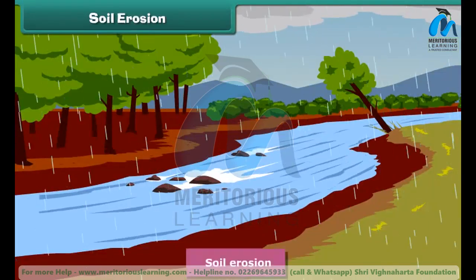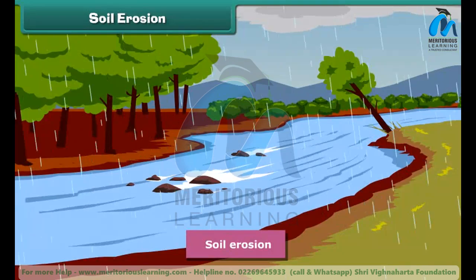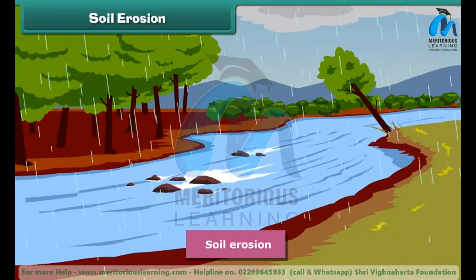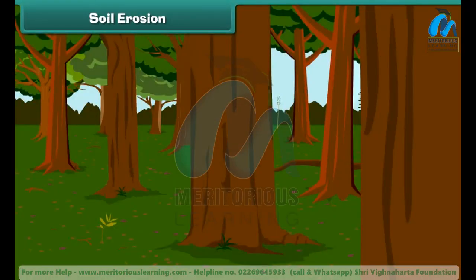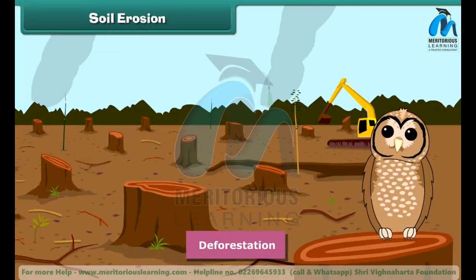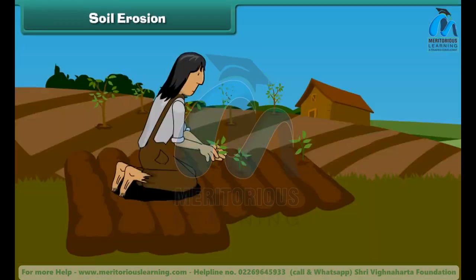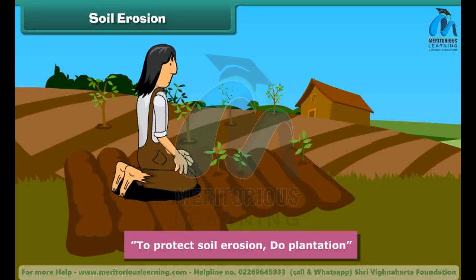Do you know what soil erosion is? Sometimes the soil is carried away by wind and water. This is called soil erosion. You will be surprised to know that cutting of trees also causes soil erosion. Soil erosion makes it infertile. We can prevent soil erosion by planting more and more trees.